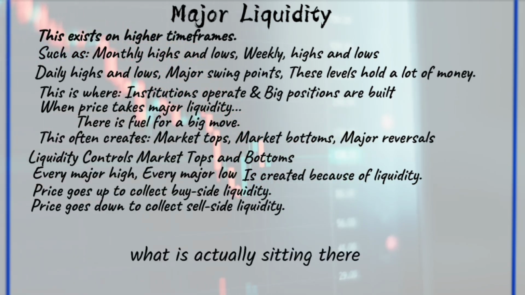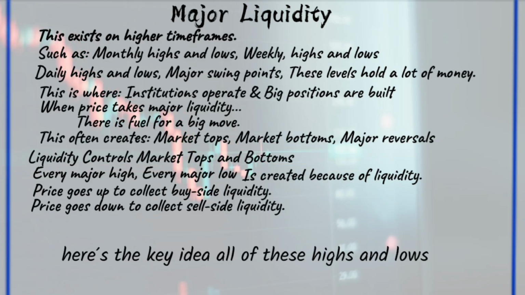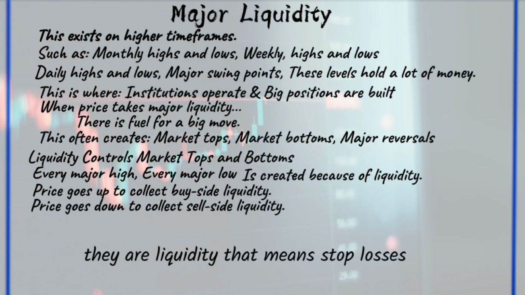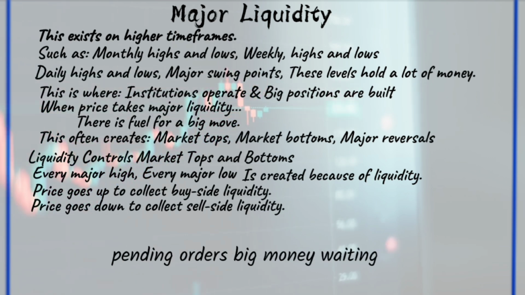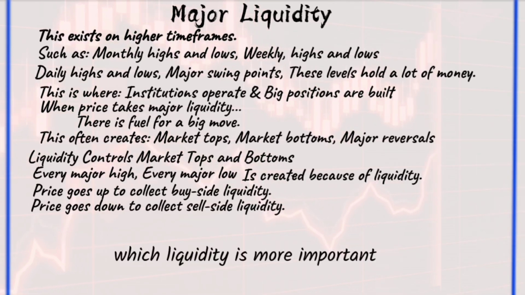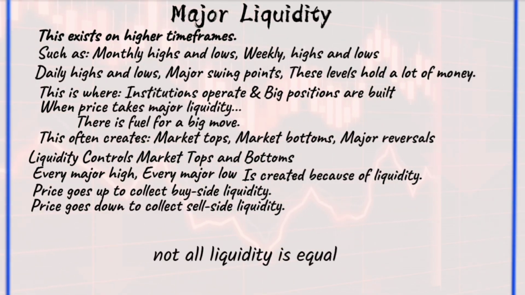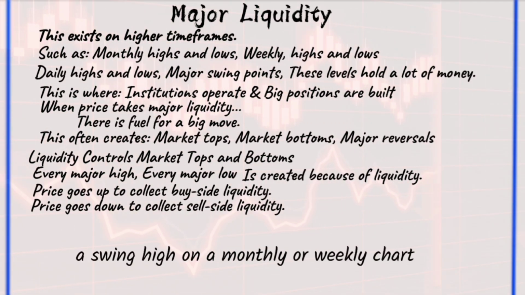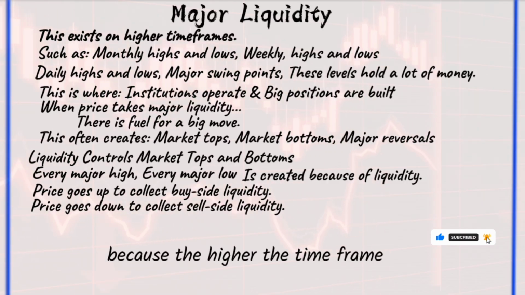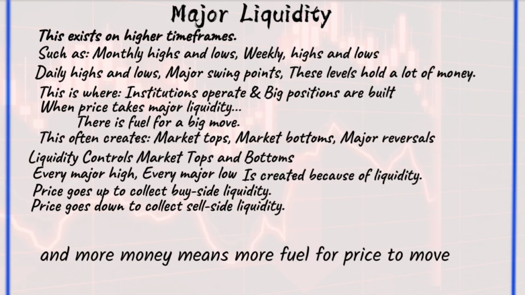What is actually sitting there? Here's the key idea. All of these highs and lows are not just lines on a chart. They are liquidity. That means stop losses, pending orders, big money waiting. This is where a lot of money is placed. Which liquidity is more important? Not all liquidity is equal. A swing high on a monthly or weekly chart is much more important than a swing high on a 5-minute chart. Why? Because the higher the time frame, the more money is sitting there, and more money means more fuel for price to move.